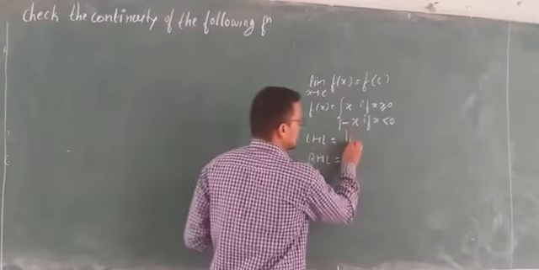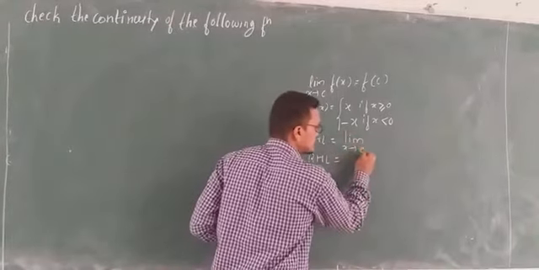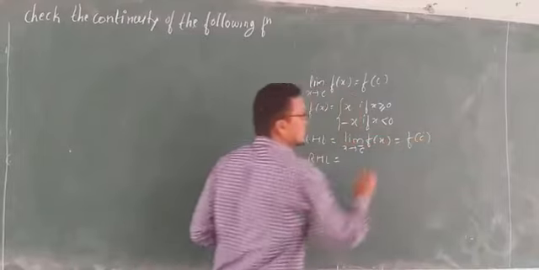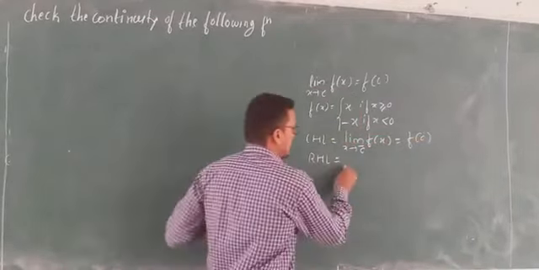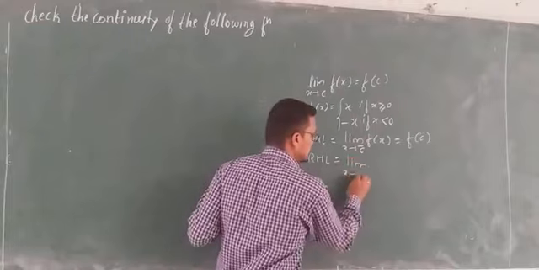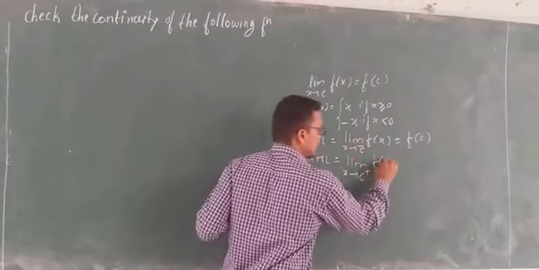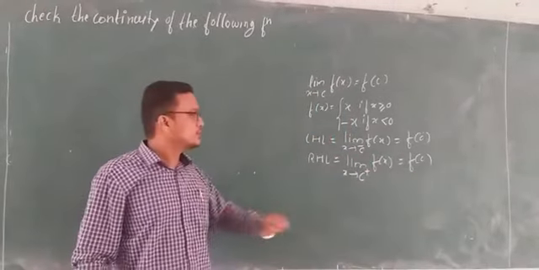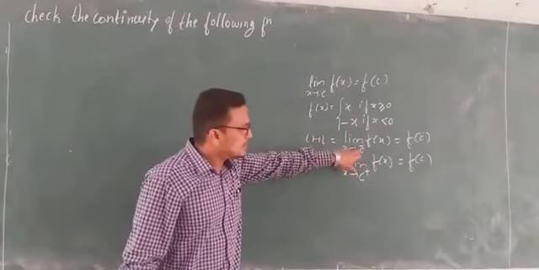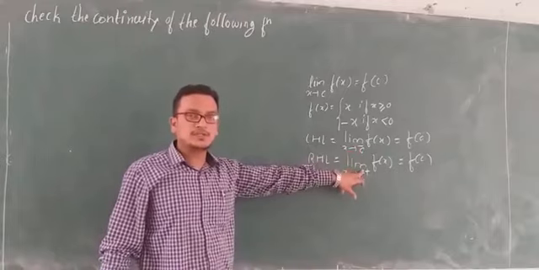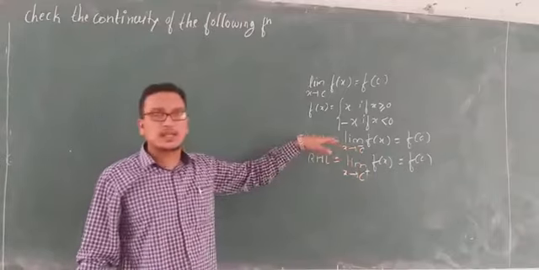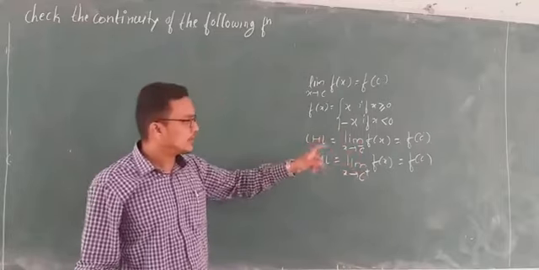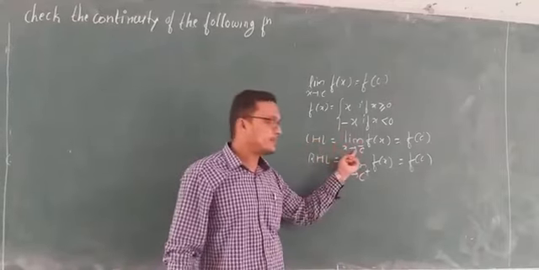So what is that? Limit x tends to c minus f of x is equal to f of c. Whereas RHL is limit x tends to c plus f of x is equal to f of c. So here, what do c minus and c plus mean? C minus means we are using LHL, c plus means we are using RHL.